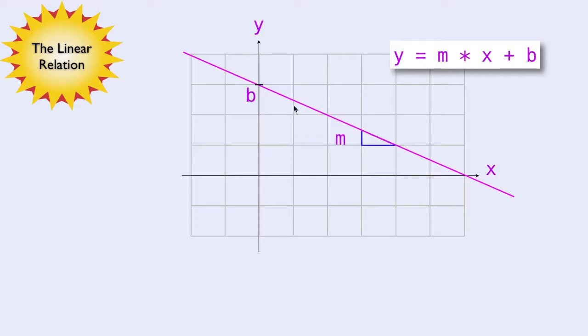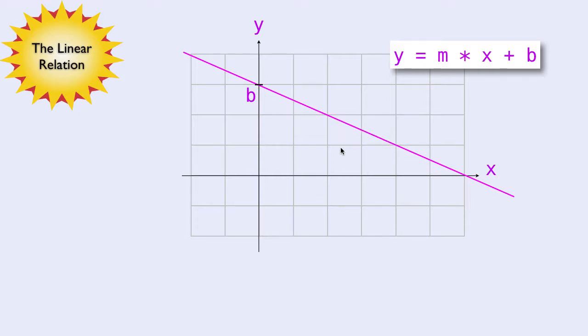B is the y value corresponding to x equals 0. So B is the value where the line intersects the y-axis. In our case here, B is 3. 1, 2, 3. And M is the value that tells how much y changes when x changes by 1. In our case, when x increases by 1, y changes by minus 0.5. Hence, m equals minus 0.5 in our case. Let's look at our line again.